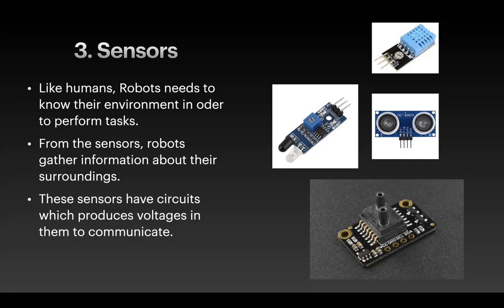And then as a second component, you can see that from the sensors, robots gather information about their surroundings, right? So the first one says, robots need to know what is going on in their environment, their surroundings. And sensors are the devices that let them get to know what is going on in the surroundings, right? That is how they see, that is how they experience the surroundings.